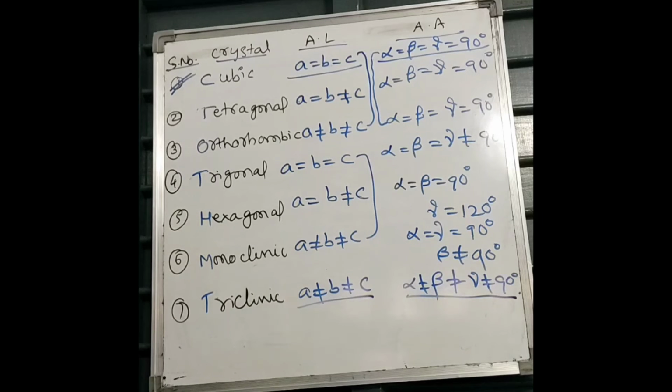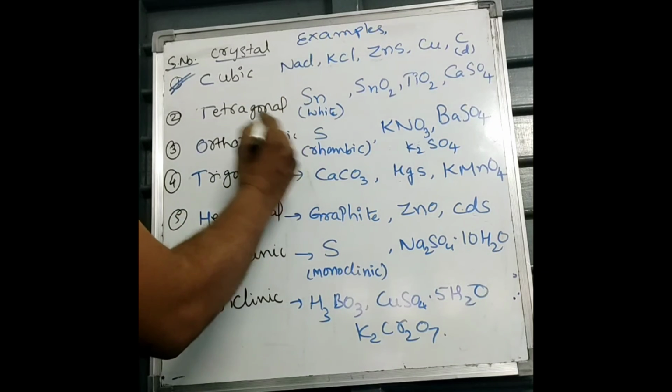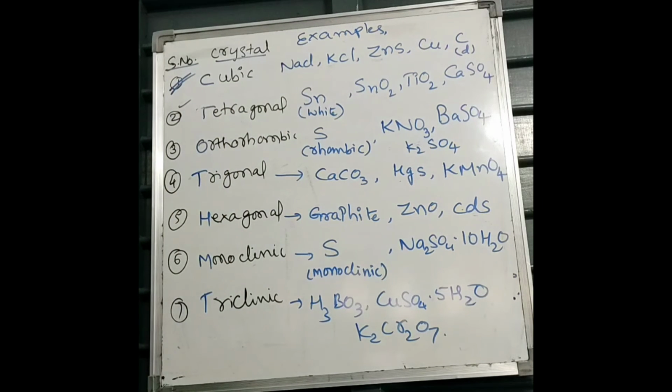And I will tell you the examples of these crystals also now. Examples for these systems are, for cubic system: sodium chloride, potassium chloride and zinc blende, ZnS, copper, carbon in the form of diamond. For tetragonal: white tin, SnO2, TiO2, calcium sulfate. Orthorhombic: rhombic sulfur, potassium nitrate, barium sulfate and potassium sulfate.